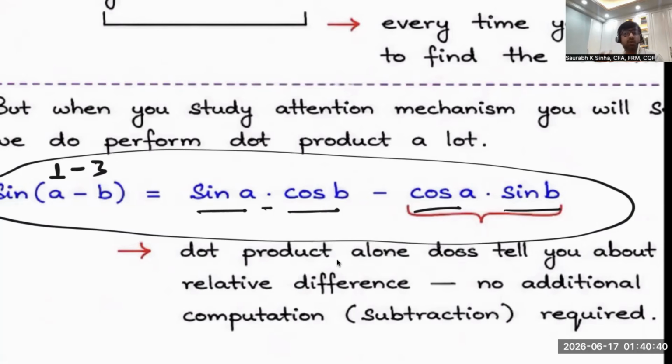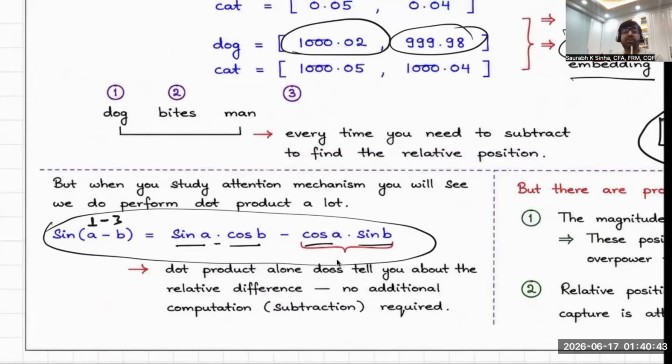I don't have to do additional subtraction and addition to find out the relative position. See, the biggest fight in the large language model right now is to decrease the computational cost. And you are saying, let's add a simple subtraction to find out the relative position. You're adding one layer of computation to find the relative distance between the two tokens. Why, if the dot product itself carries that information?